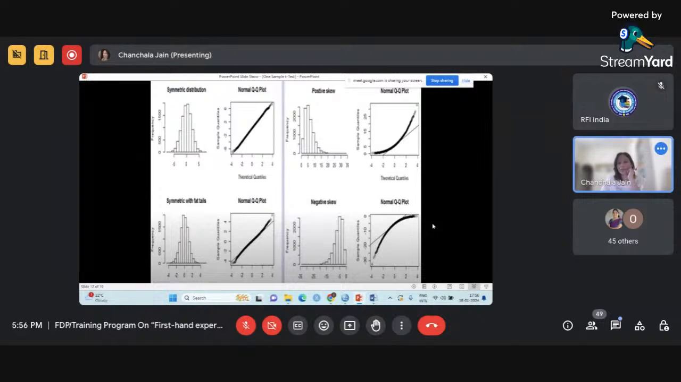Is it clear? Here you can see this is your positively skewed QQ plot, this is your negatively skewed QQ plot. Is it fine? May I proceed? Yes, ma'am.